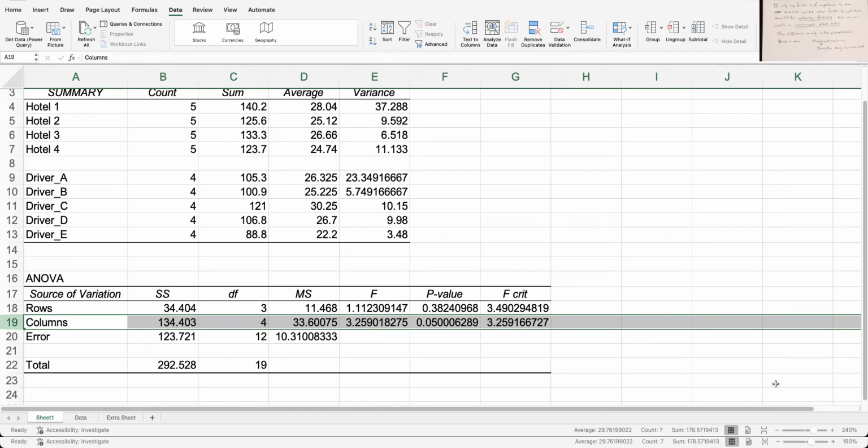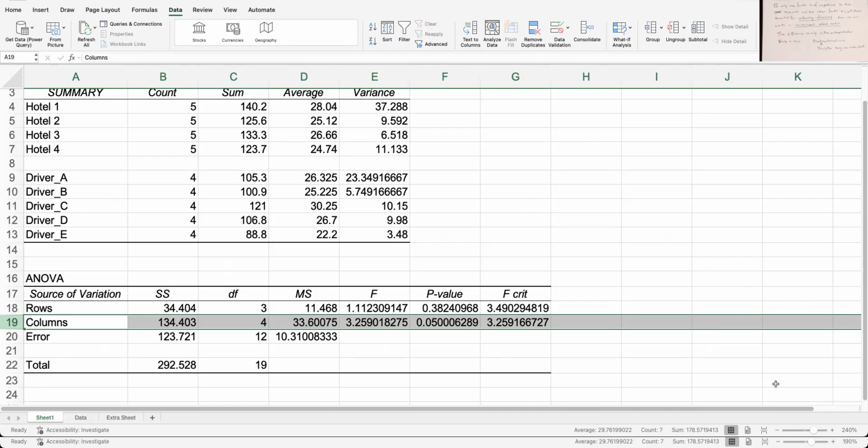3.2590 is the calculated one. 3.2591 is the critical one. Oh man, is this close? Is it bigger than the critical value? No. But oh my gosh, I had to go out 4 decimal places. This is really close.